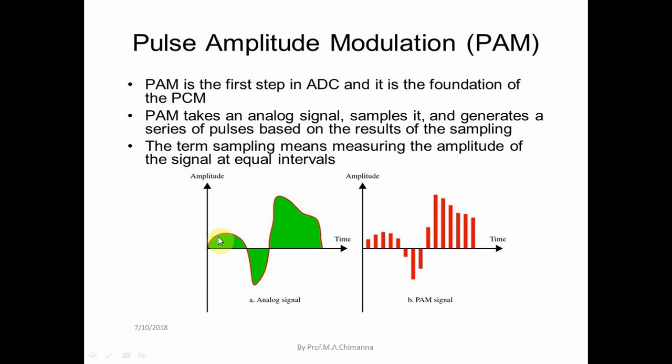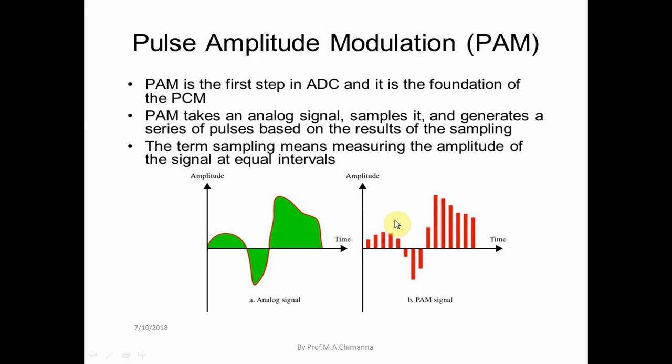Whatever the information bearing signal is, it is converted into a train of pulses, on the positive as well as on the negative side, which is a very important step in the pulse code modulation technique. Pulse amplitude modulation is the first step in the ADC, and it is the foundation of PCM. PAM takes the analog signal and samples it. And what is the sampling rate? The sampling rate is the sampling frequency, which is equal to twice the modulating frequency.